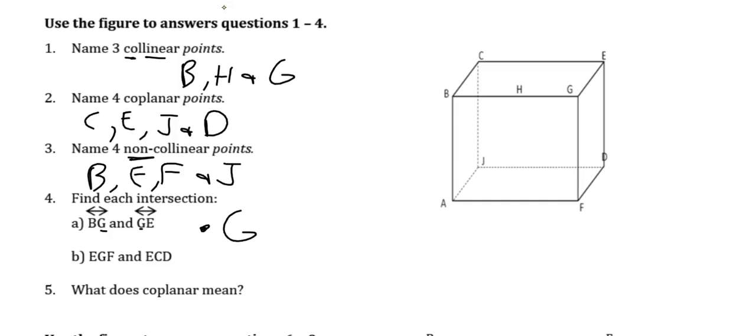Now, in this one, notice they both have an E. But that's all we know. And since planes intersect in a line or line segment, we need another letter. And we can't see it here. We can't do the shortcut. So we need to trace E, G, F. So here's E, here's G, here's F. Well, that's that side panel right there. And then ECD, E and C and D, well, that's the back panel.